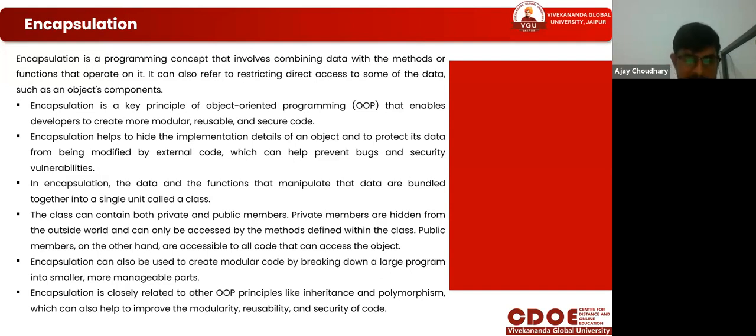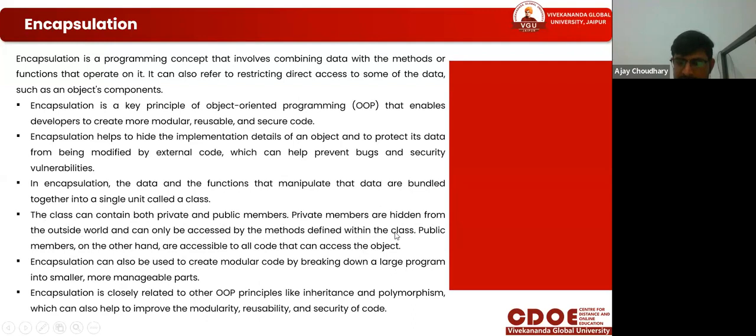But when we declare any member as private, it is only used in the program where we are using it. And the third one is protected. It is also the same kind of thing, but it is only accessed in that method. We have some examples maybe later. So the class can contain both public and private members. Private members are hidden from the outside world and can only be accessed by the methods defined within the class.